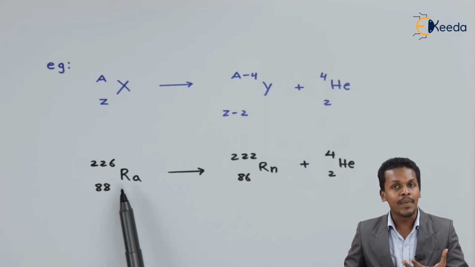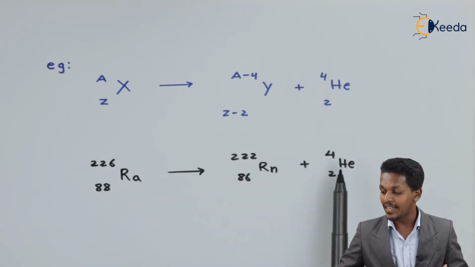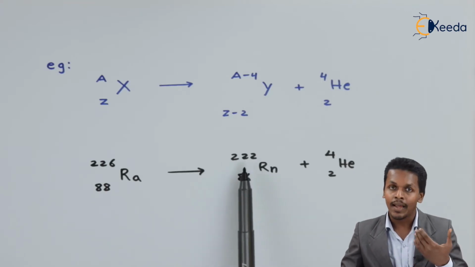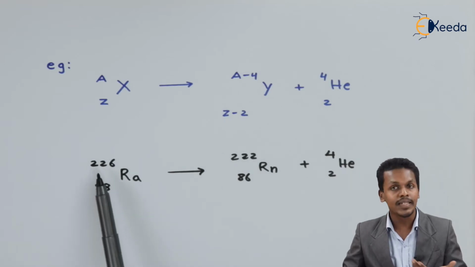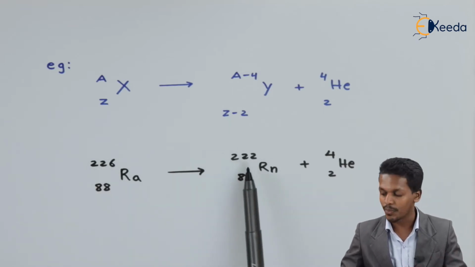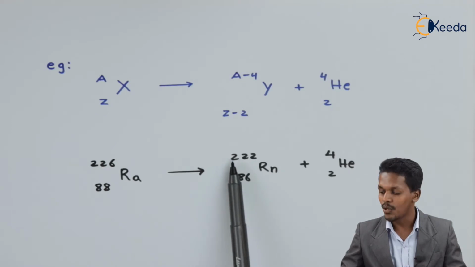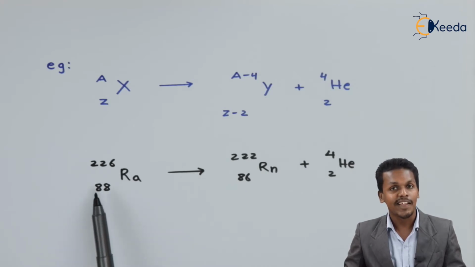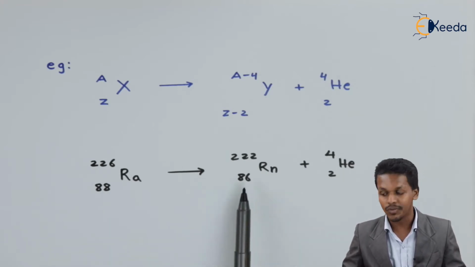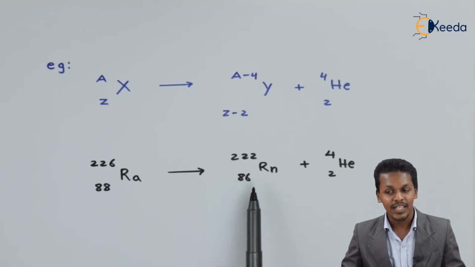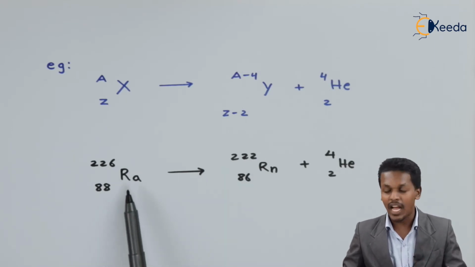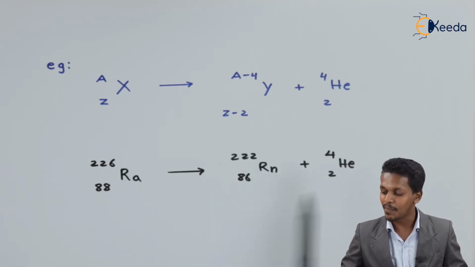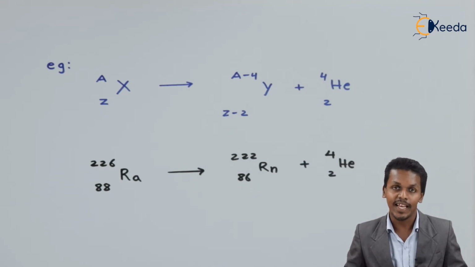Suppose it emits an alpha particle. Then we find that the product which has been produced has an atomic mass number 4 AMU less compared to the previous one. So the atomic mass is now 222. And we can also see the change in the atomic number. The atomic number has been reduced by 2, that is from 88 to 86. So that means radium, after emission of an alpha particle, converts into radon. This is one example of alpha decay.